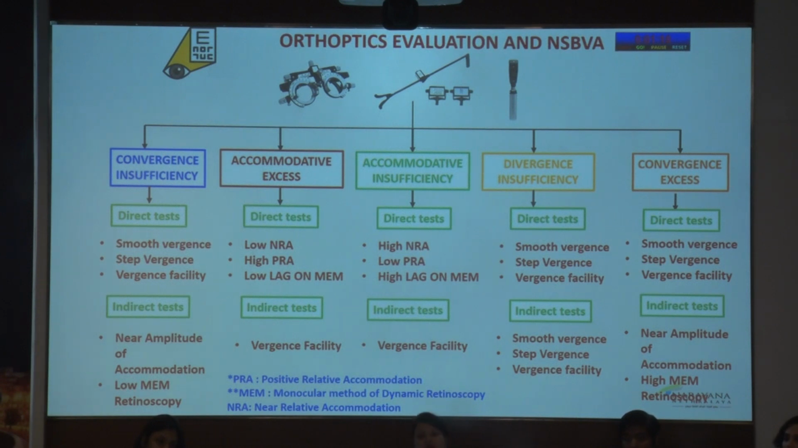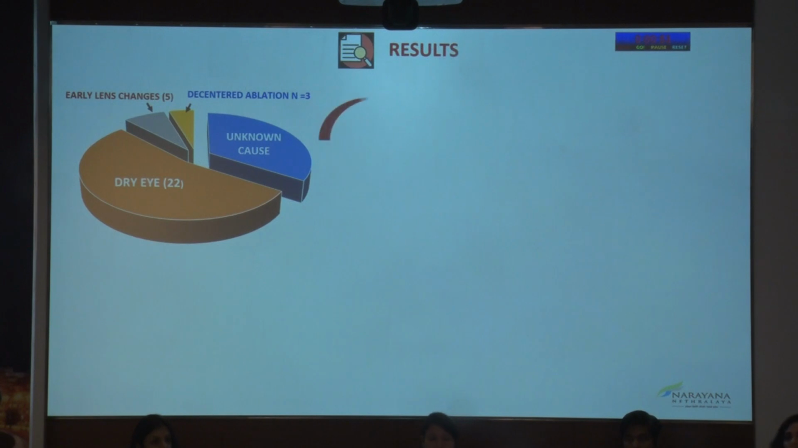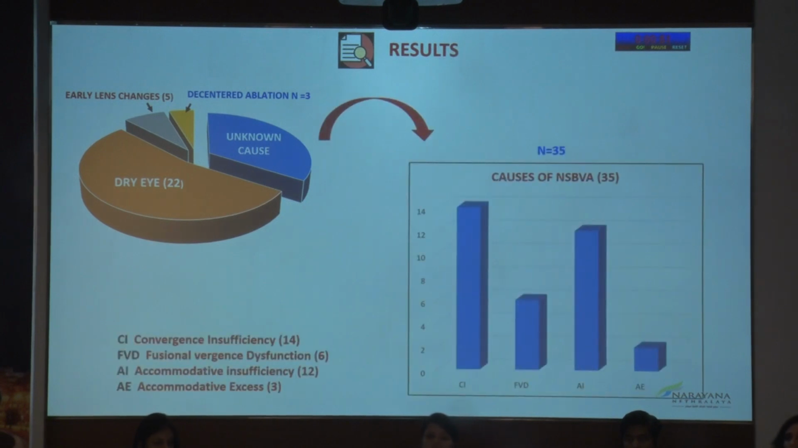It can be convergence insufficiency, accommodative excess, accommodative insufficiency, divergence insufficiency, or convergence excess. In your OPD, you can have a RAF ruler and basic trial frames, which can show the accommodation or the convergence ability before surgery also. Of these 35 patients, most of them were convergence insufficiency.